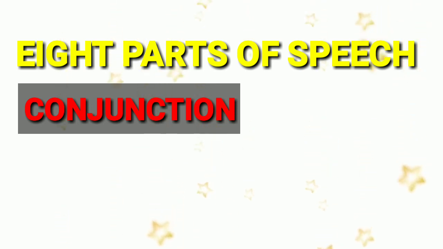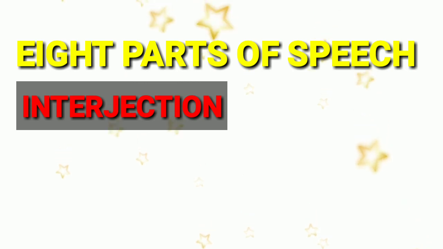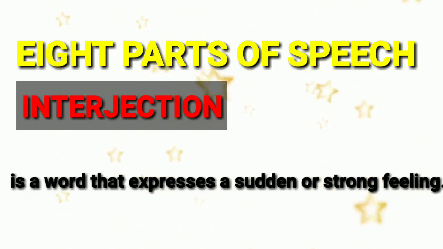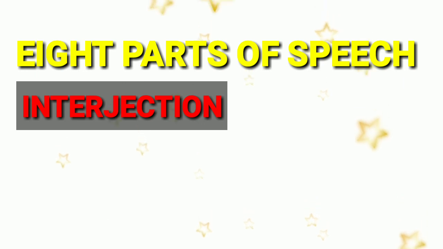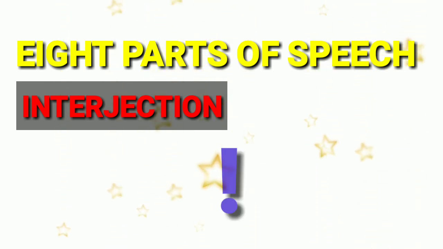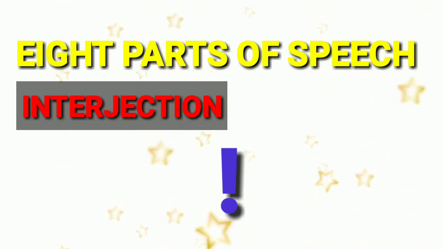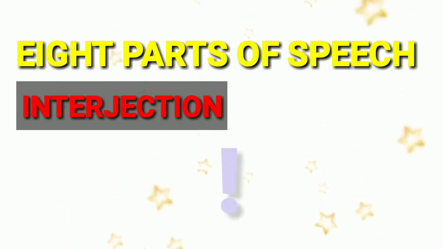Let us move on to the last part of speech, interjection. It is a word that expresses a sudden or strong feeling. Take a look at this example. Hooray! We won the game! The interjection used in this sentence is hooray because it shows a strong feeling of happiness. As you can see, it also uses an exclamation mark to express a sudden or strong feeling.